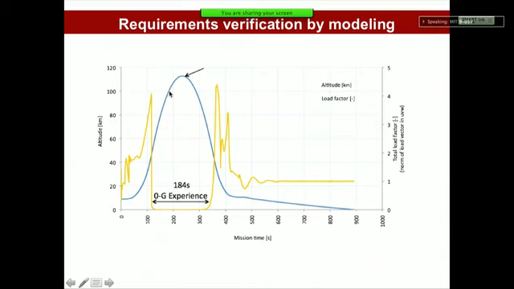So we go above 100. That's good. We satisfy that requirement. So it looks like a parabola. And then we glide here essentially to the ground. The whole mission takes about 900 seconds, 15 minutes.